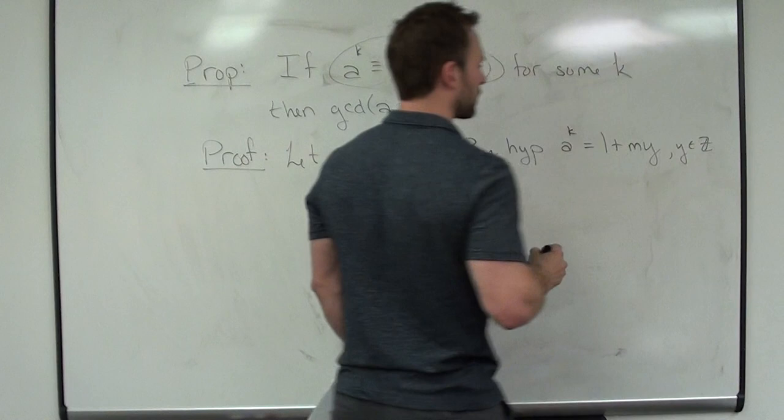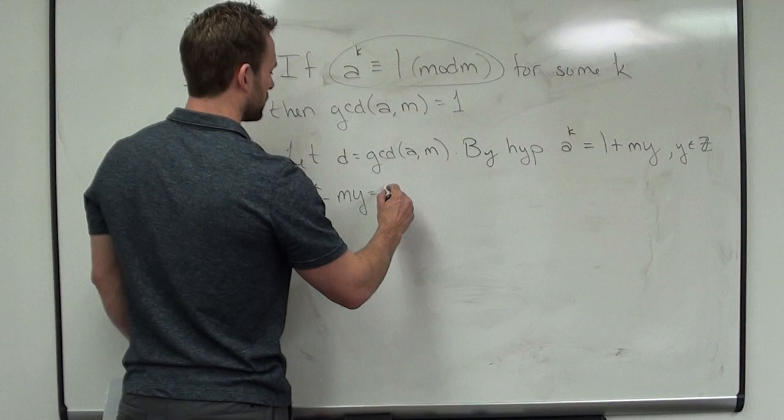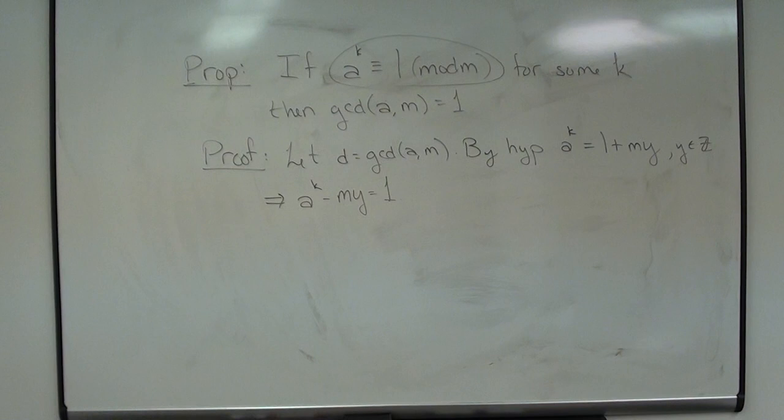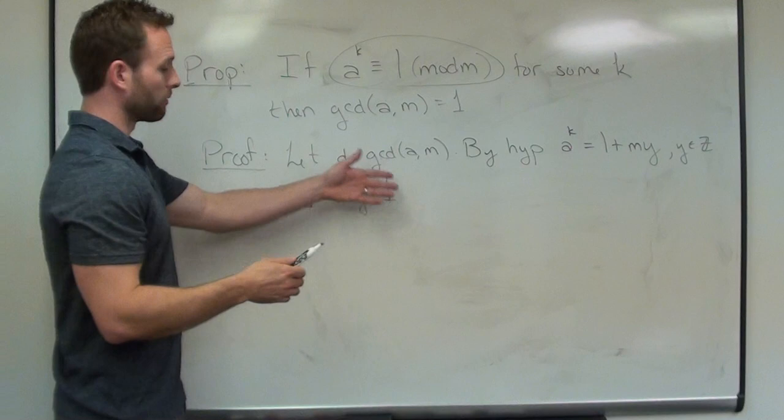And all we're going to do on this one is shimmy the my to the other side, and so all that means is that a to the k minus my is equal to 1. So that's just by hypothesis what we have right there. We're trying to show that the GCD is equal to 1, so we've got to show that d is 1. If I'm able to show that d divides 1, then that automatically means, because d is the GCD, so it's a number from 1 and above, if it divides 1, then it has to be 1.